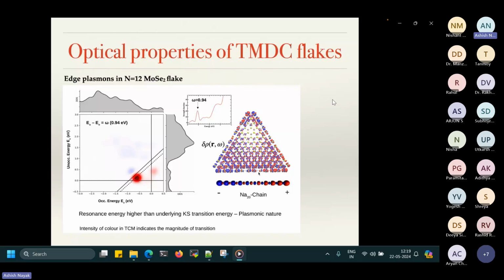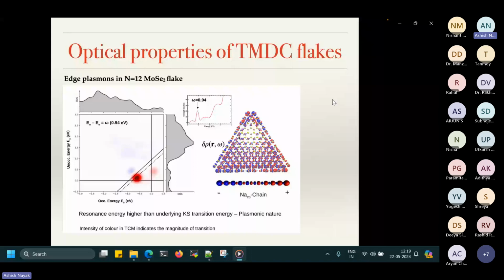In fact, if you look at the induced charge density here, it clearly shows that you have dipole moment or dipole-like modes that appear on the edges. So these are what are called edge plasmons. So we predicted edge plasmon modes on these flakes, and it turns out that you can do that.